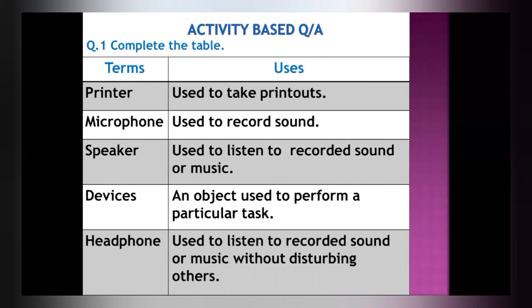Number four is devices. What is devices? An object used to perform a particular task. And last is headphone. Headphone used to listen to recorded sound or music without disturbing others. So these are the terms and you will write the uses of these terms. Printer, microphone, speaker, devices and headphone.